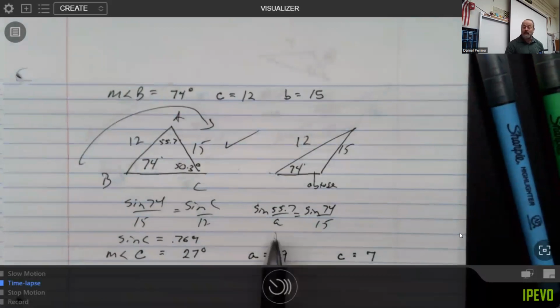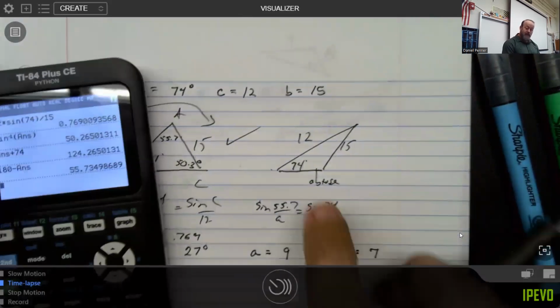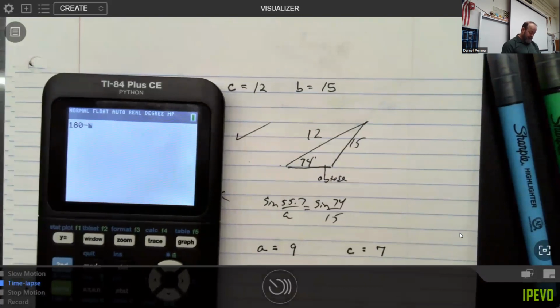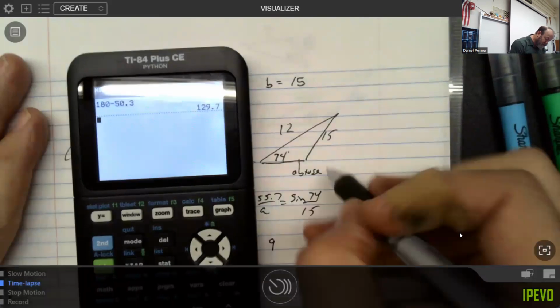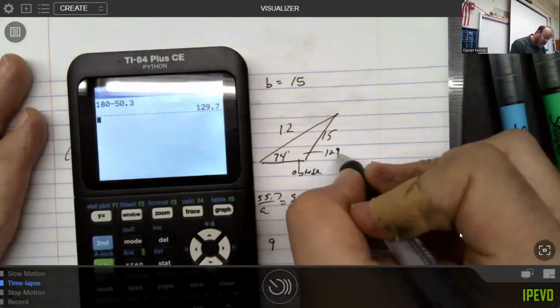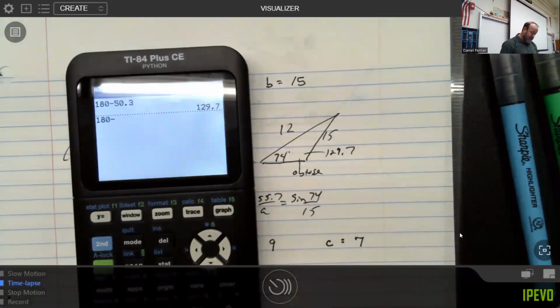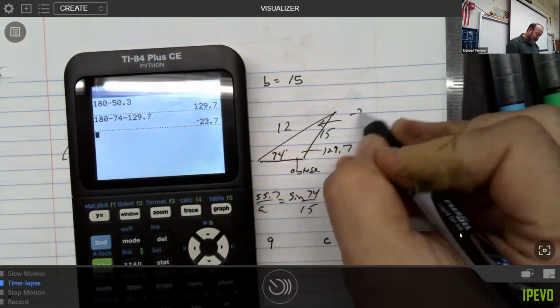Now, I'm not going to take the time to solve for a right now, but I could. We've done that in other videos. Now look what happens when I try to solve this other triangle. 180 minus 50.3 is 129. We already said it was going to be obtuse. So I want to find out what that third angle is. Okay, so we're going to take 180, subtract 74, and subtract 129.7. And I found out that this angle is negative 23.7 degrees.